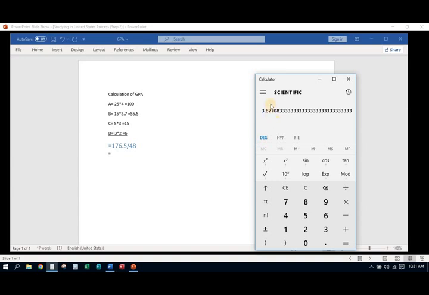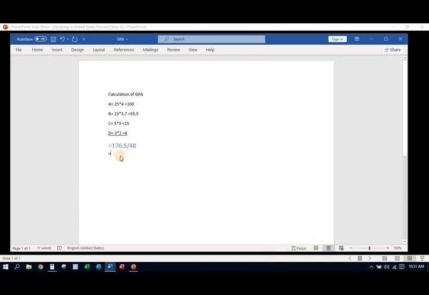3.6. You can say that this is just 3.7. Yeah. So this one 3.7. And that is now the GPA. So in this case, that is a GPA.